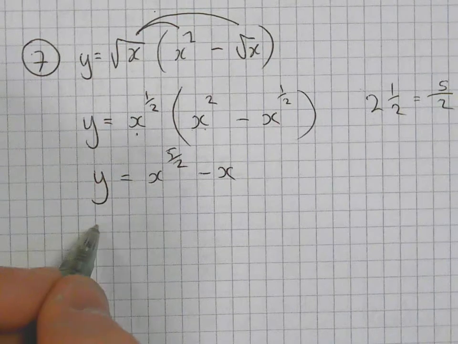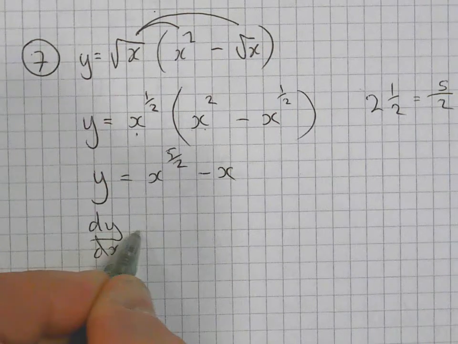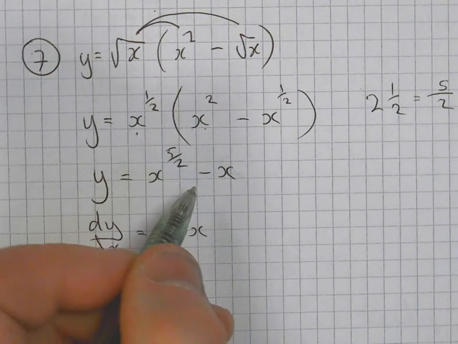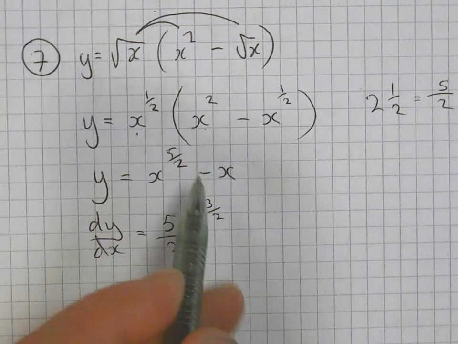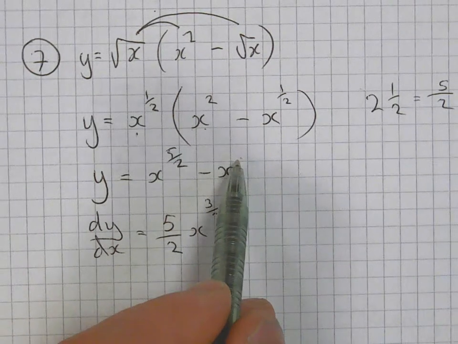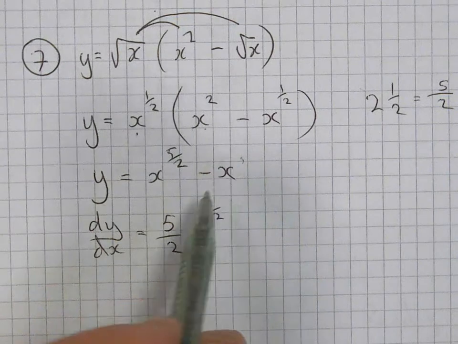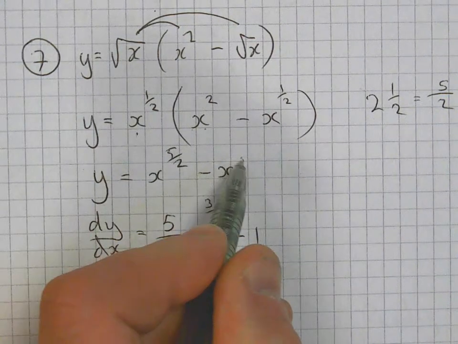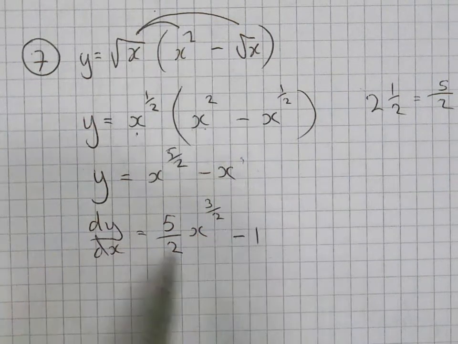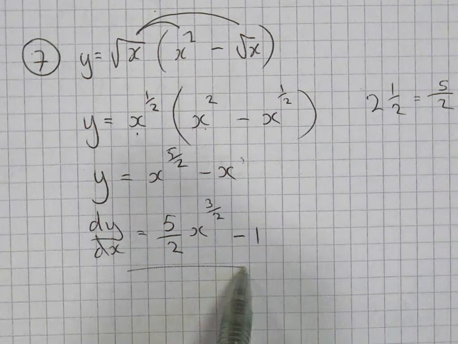dy by dx, you bring the power down to the front, you take away 1 from the power, and this one here, because it's just x on its own here, the power there is 1, so 1 comes down to the front, take away 1 from the power, it becomes x to the power of 0, and anything to the power of 0 is just 1, so that's why it just remains as 1. So that there is your differentiated function.